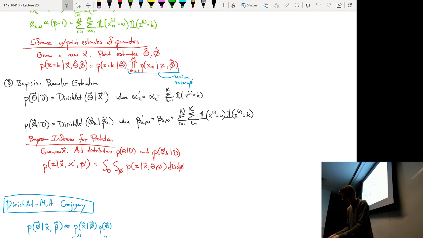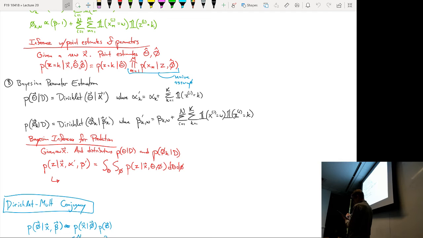So how on earth could we estimate p of z given x and alpha prime and beta prime? Any thoughts? What tools do you have in your arsenal to estimate a distribution like this? That just looks like some mess of an integral. Like, give something. Yeah, why not?